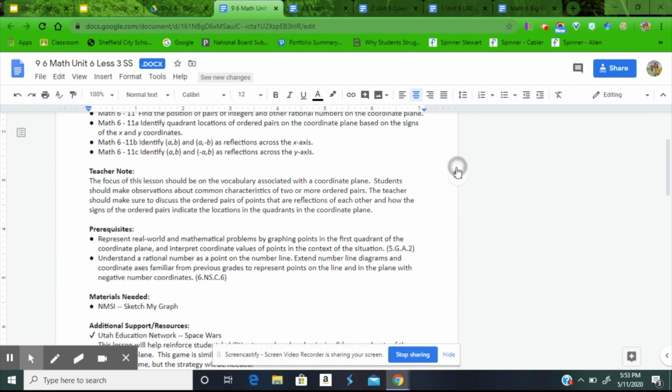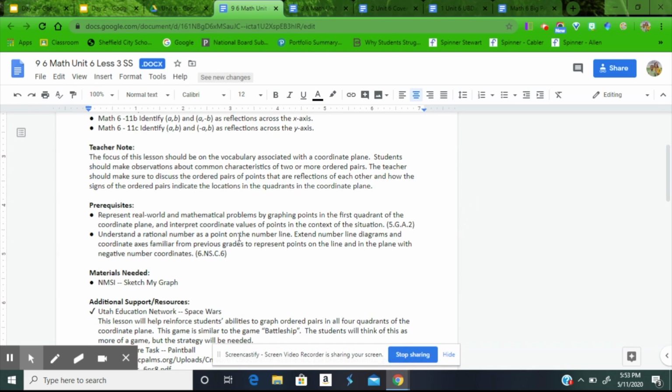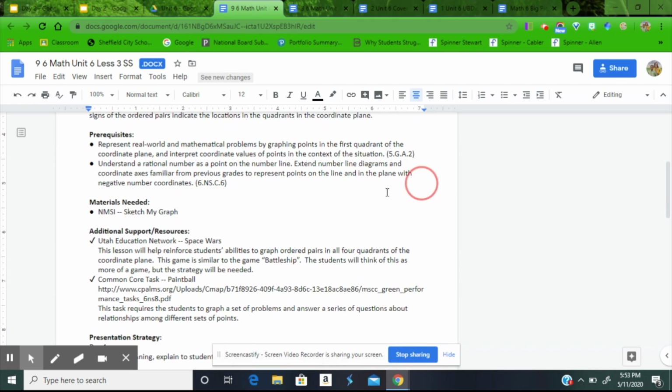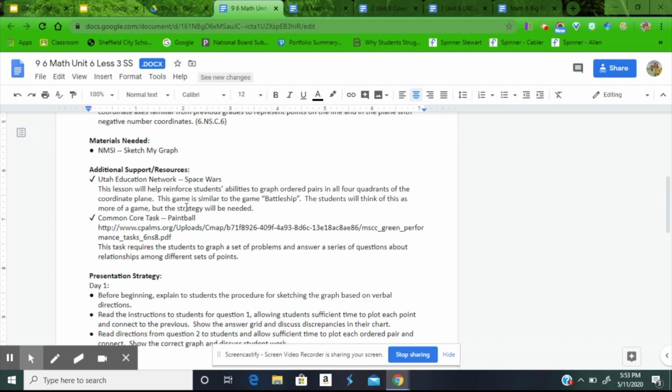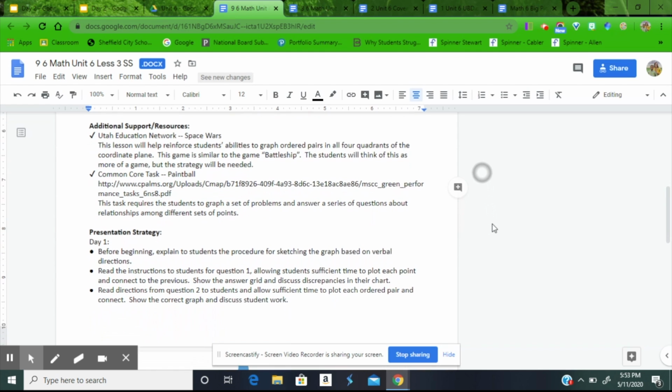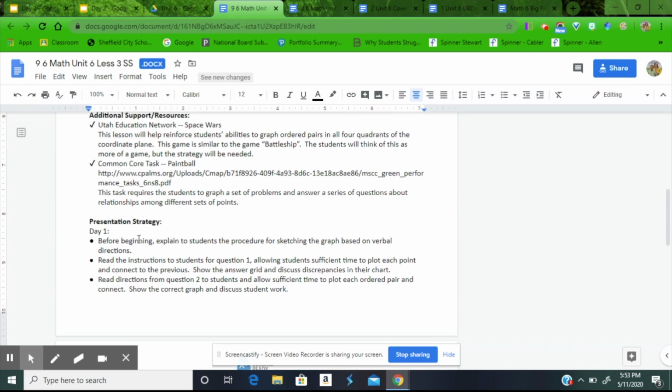You've got your prerequisites. Again, if you see that there's some struggle with these prerequisites, those are the things you can bring in your exit slips or your bell ringers. And then we have materials needed. And on this one, we also have some additional support resources that are available if your students are needing that. Then we have our presentation strategy.